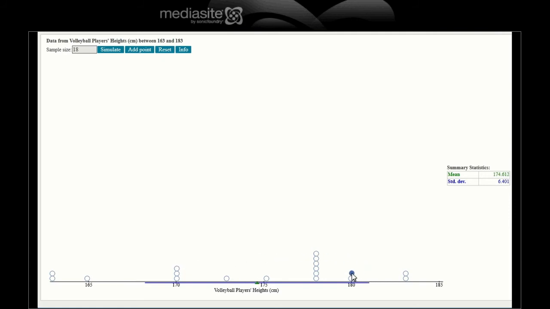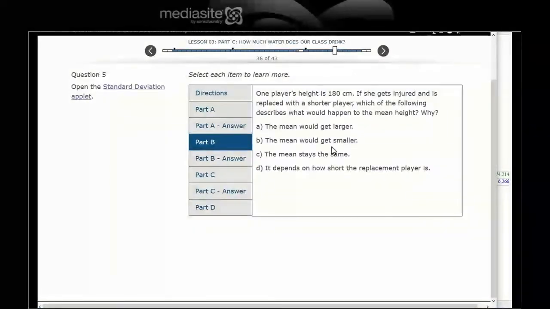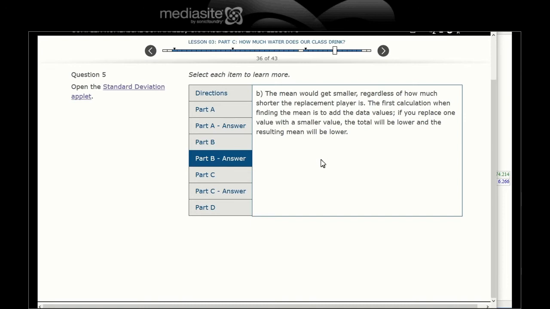I can tell by watching the green arrow. As I move this person down, what is that green arrow doing? It is getting smaller. So it's going to drive down the mean. B. The mean will get smaller.